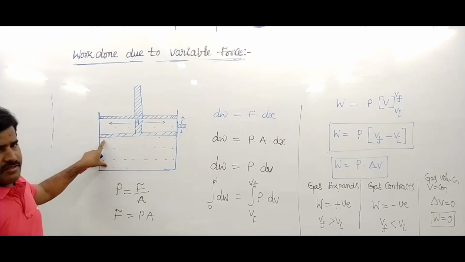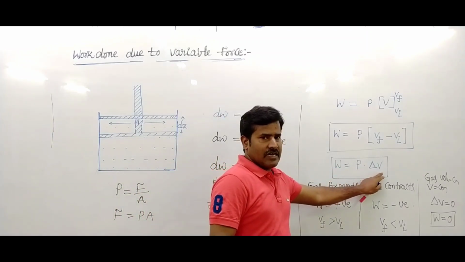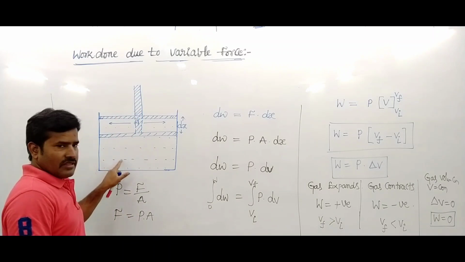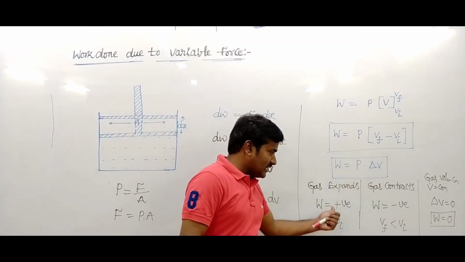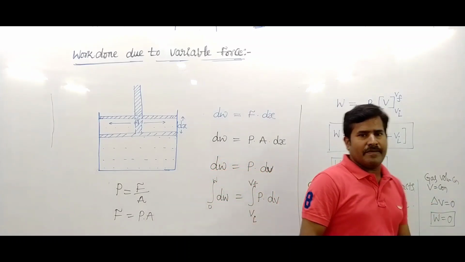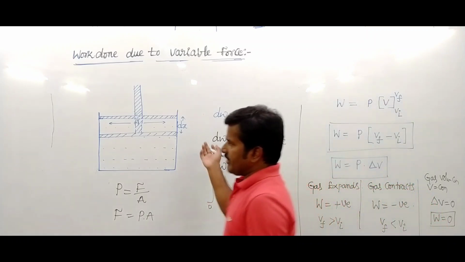done on the gas? Work done on the gas, W equals P into delta V. Suppose the gas expands, in that condition the work done is also P delta V. Either this work is negative, positive or 0. So there are three possible conditions. This is the work done due to a variable force.